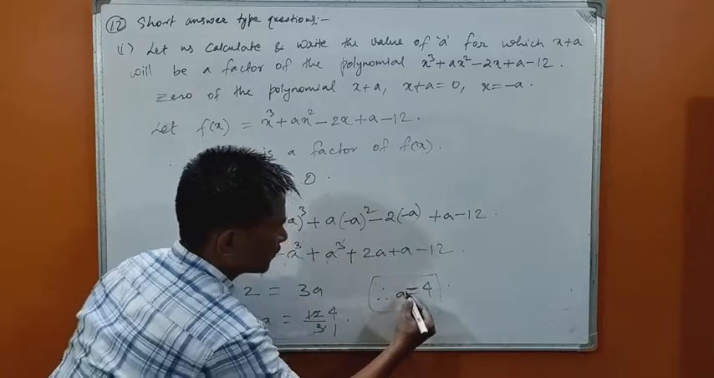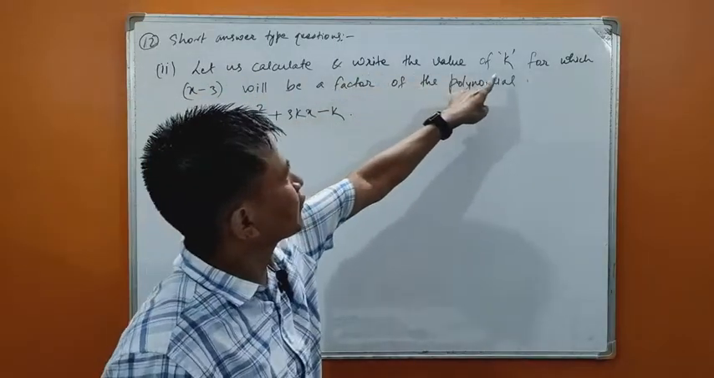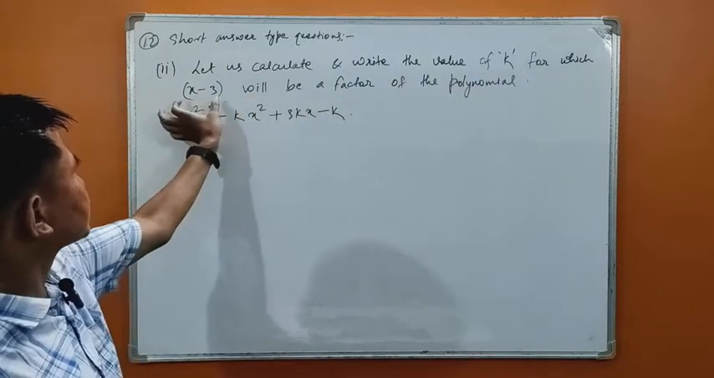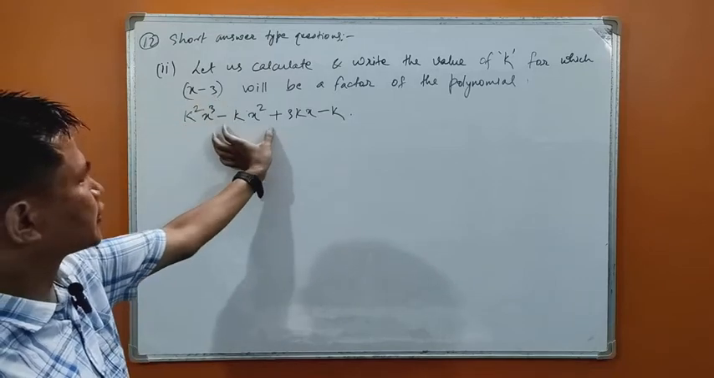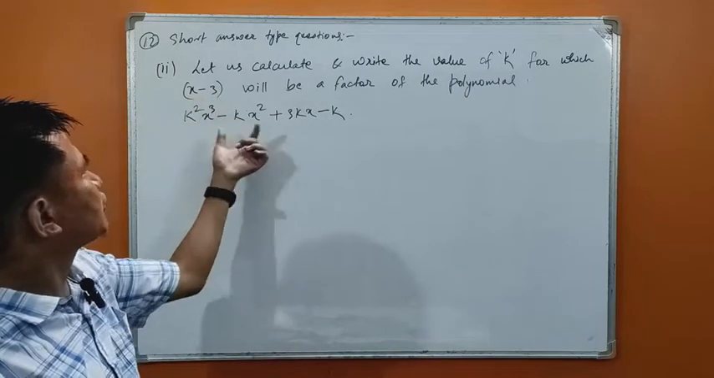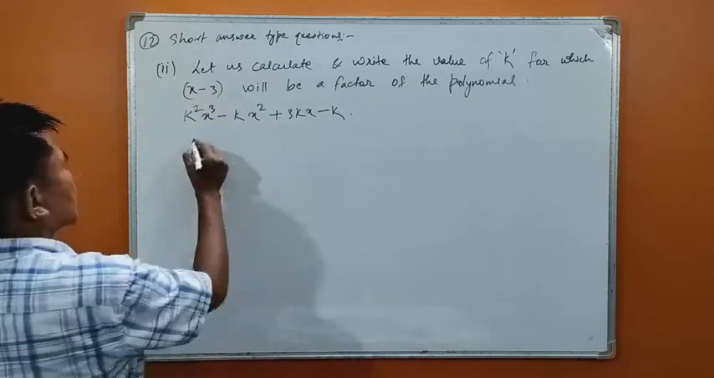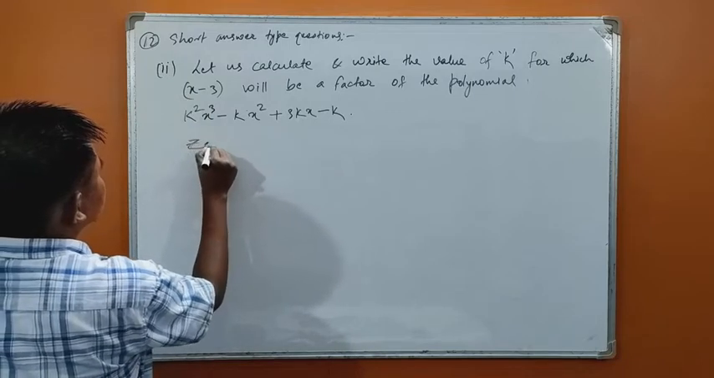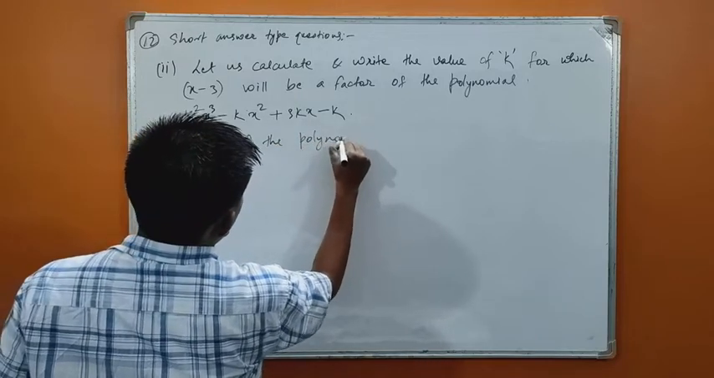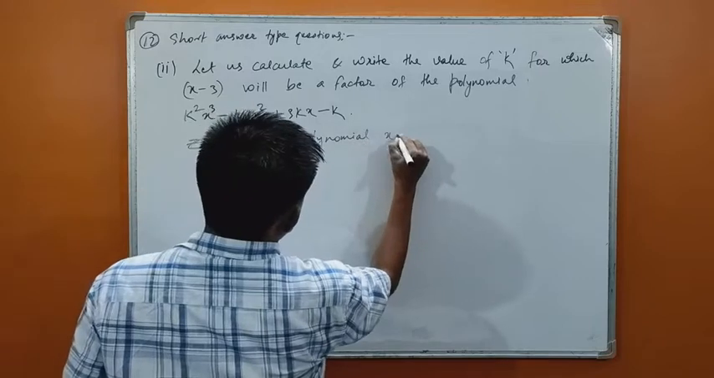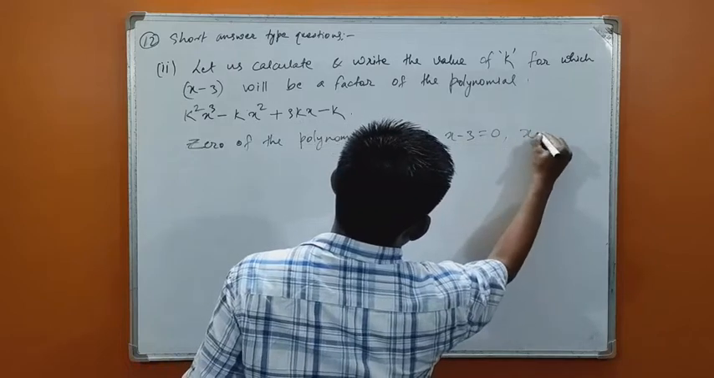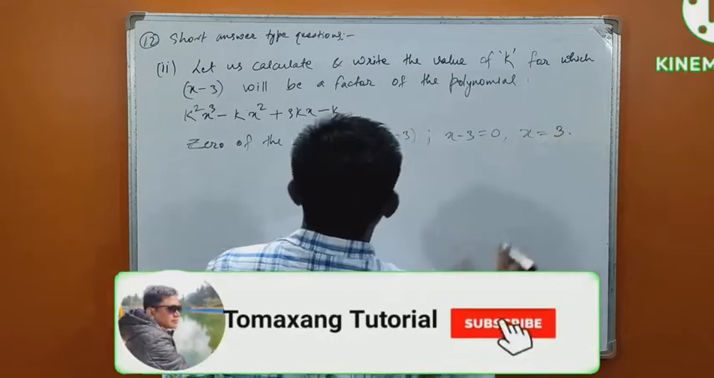Okay, let us calculate and write the value of k for which x minus 3 will be a factor of the polynomial. x minus 3 will be a factor of this expression for what value of k? The zero of the polynomial: x minus 3 equals 0, or x equals 3 when you take it to the right hand side, isn't it?